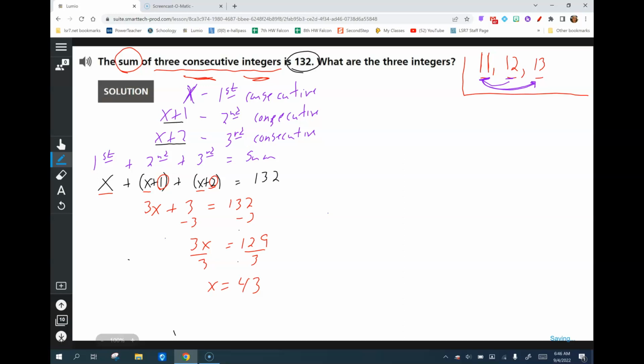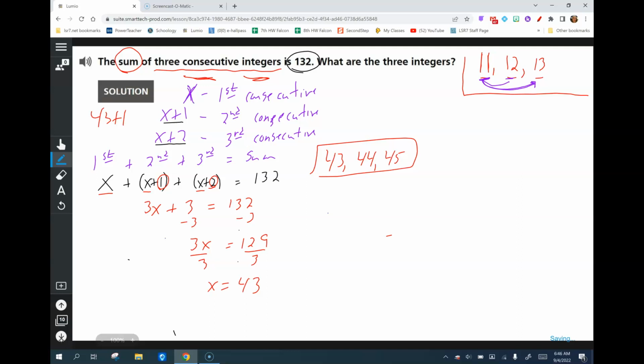Okay? So now we come over here and we're going to answer this. And if 43 is our first consecutive answer, well, we could plug in and go 43 plus 1 is equal to, or we could just go, well, 43 is our first, isn't 44 our second? And then after that is 45. So this is our answer.